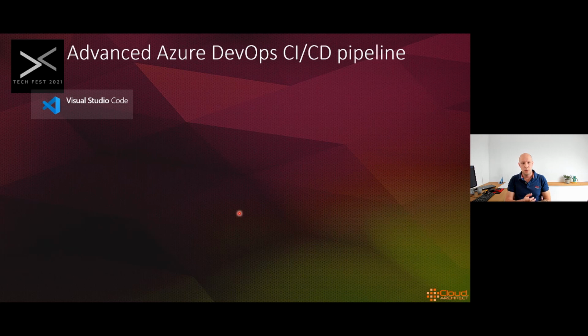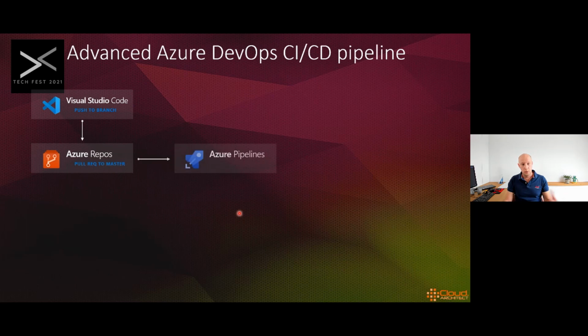Now we're going to dive a bit into a more advanced CI/CD pipeline, where we will first code everything in Visual Studio Code. I'm not going to demo that one. I'm going to focus more on the Azure DevOps part. So we have everything in Visual Studio Code. As soon as we push this into our repository, we need to do a pull request, of course, because we're going to protect our master branch. As soon as we do the pull request, there's a trigger to start our build phase, so that Azure Pipelines will start the build.